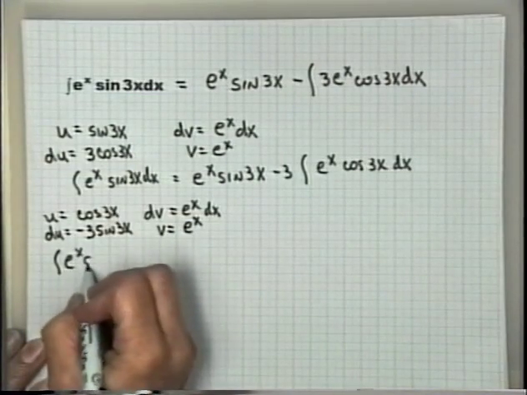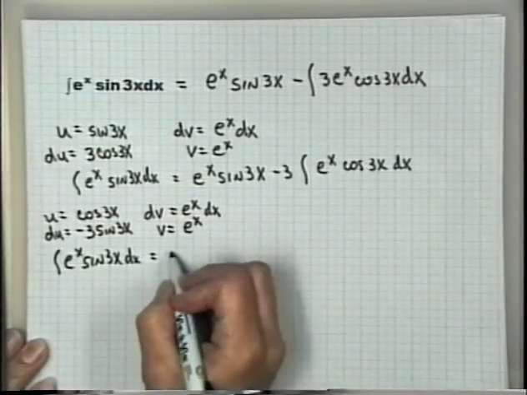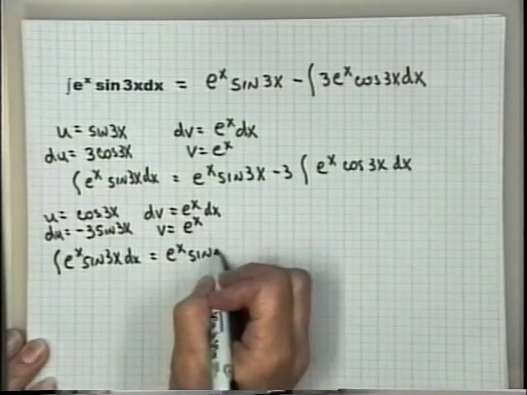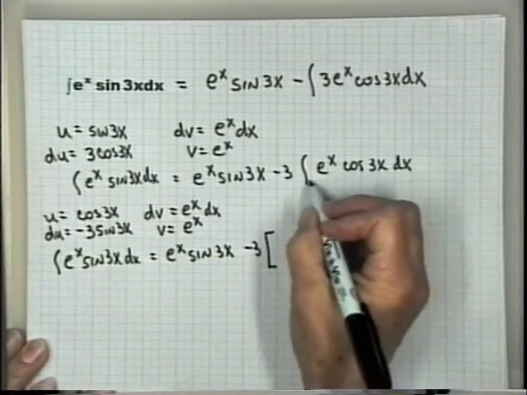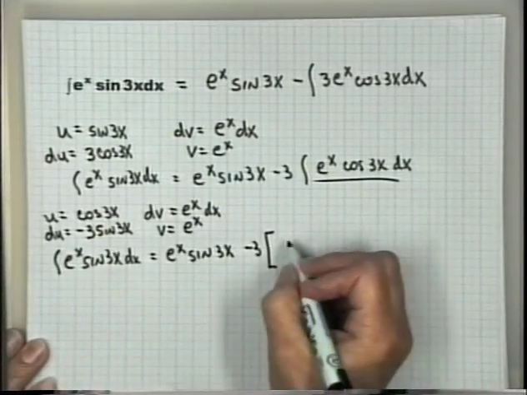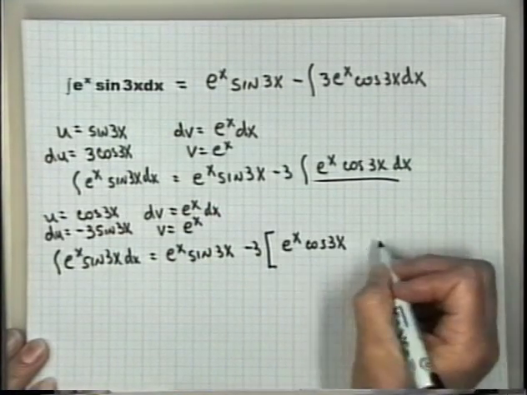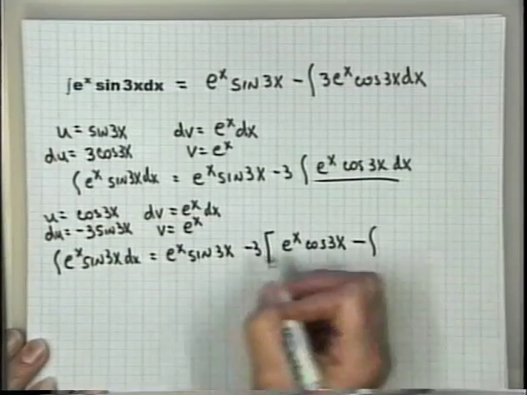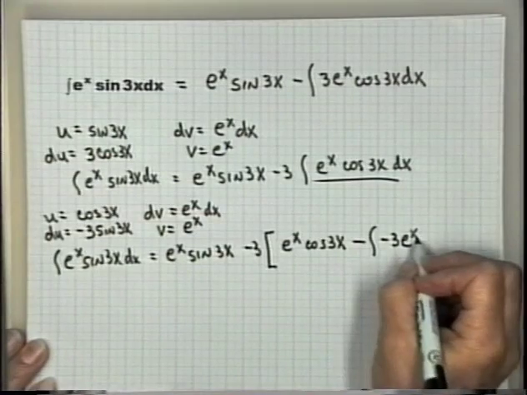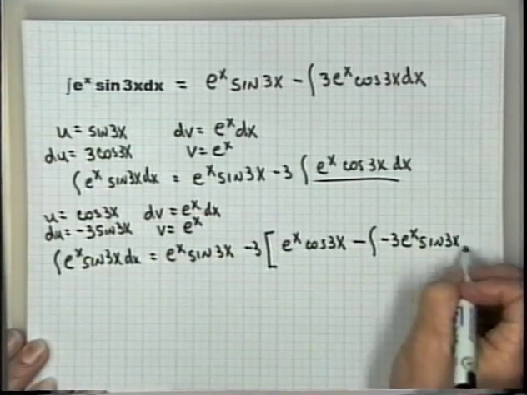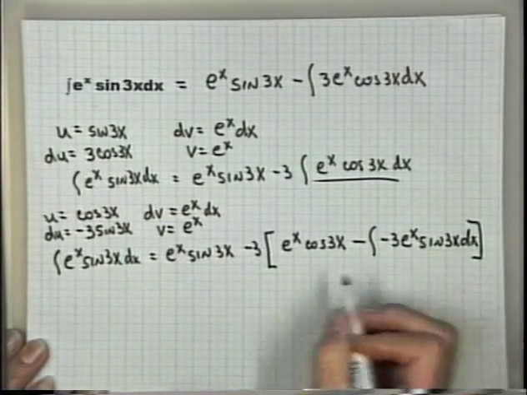The integral of e to the x sine 3x dx equals, I have this, e to the x sine 3x minus 3, I'm going to use a bracket. This integral, using parts, u times v, is e to the x cosine 3x minus the integral, v times du would be minus 3 e to the x sine 3x dx. Now you may think we're just going to keep going in circles, but I promise you there's an answer.